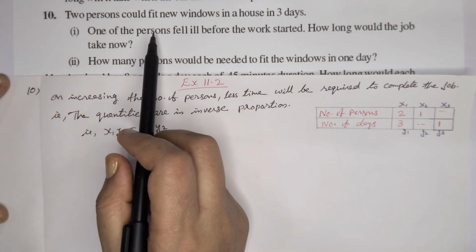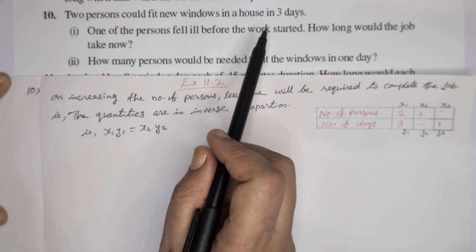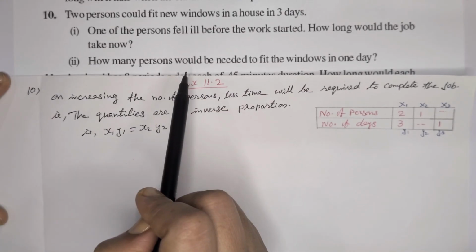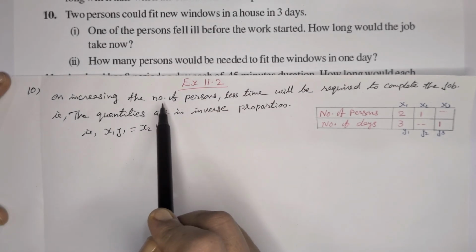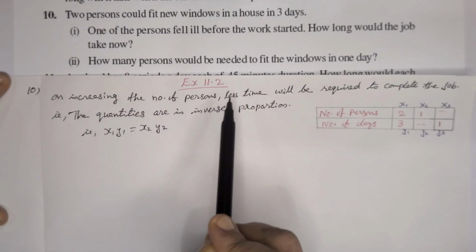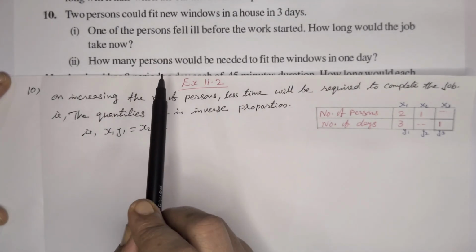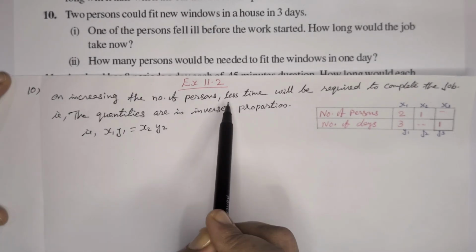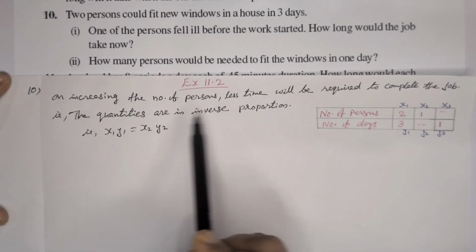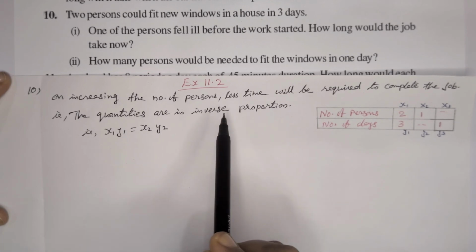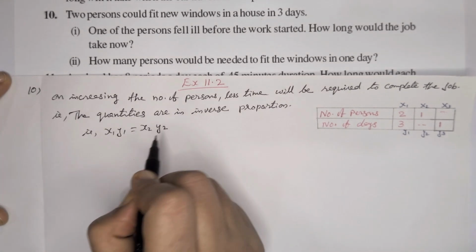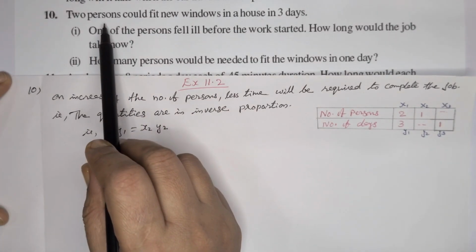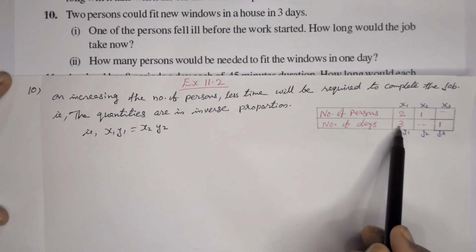10th question, 2 persons could fit new windows in a house in 3 days. So we know that more people, less number of working days. So on increasing the number of persons, less number of days will be required to complete the job. That means number of persons and the time taken are in inverse proportion. The quantities are in inverse proportion, which means x1 y1 is equal to x2 y2. And here number of persons, number of days. 2 persons, 3 days can finish.